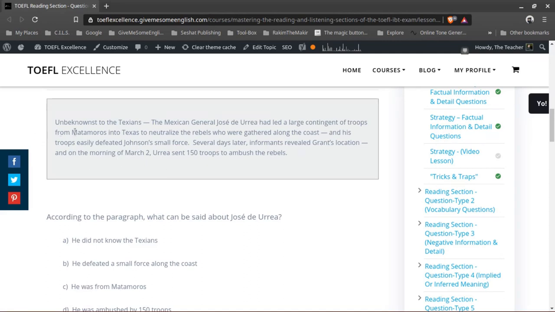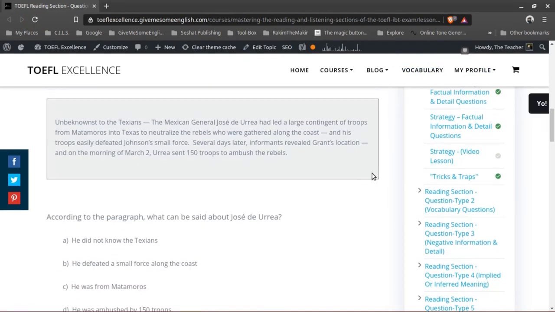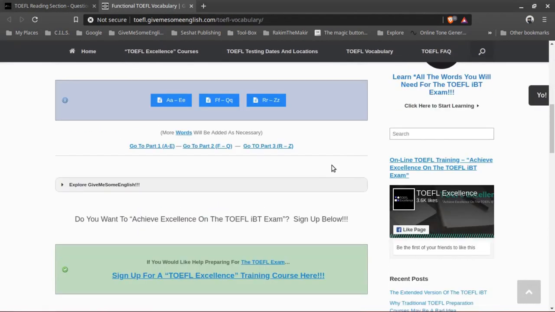Also, a word like unbeknownst is not necessarily very common, so it's what some teachers would refer to as advanced vocabulary. Now, how do we deal with vocabulary? Let me refresh this page because I just added it to the course. We have the wonderful TOEFL vocabulary database by GiveMeSomeEnglish. And there it is. It's a wonder to behold.